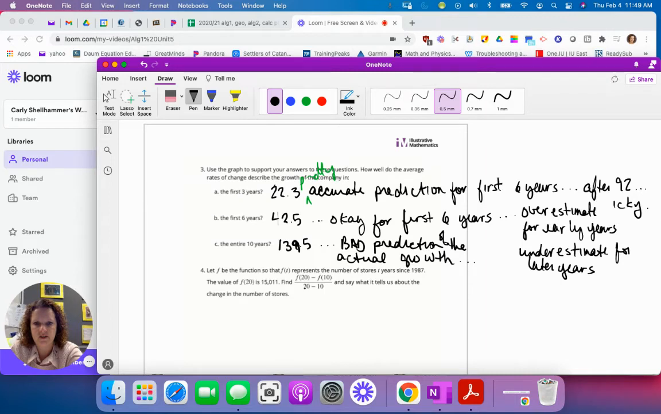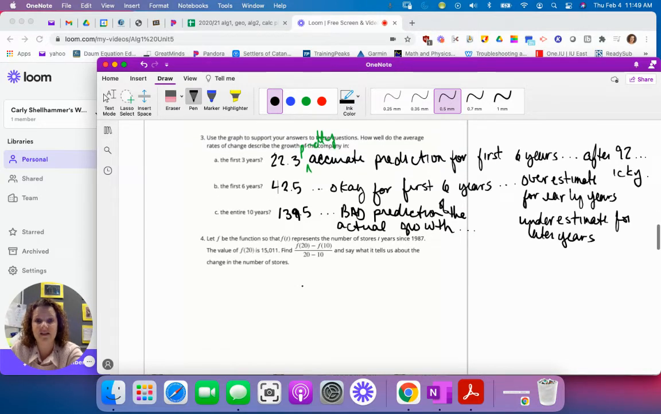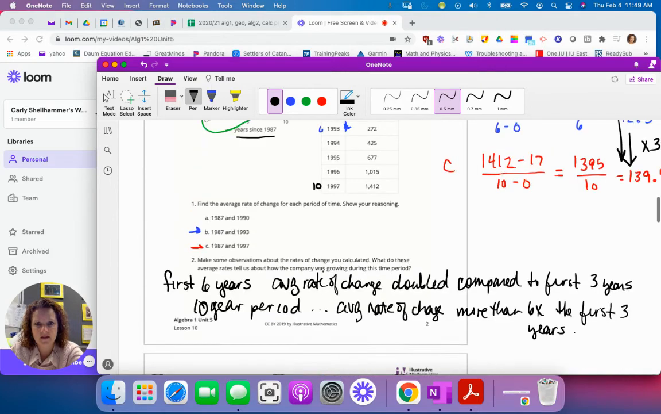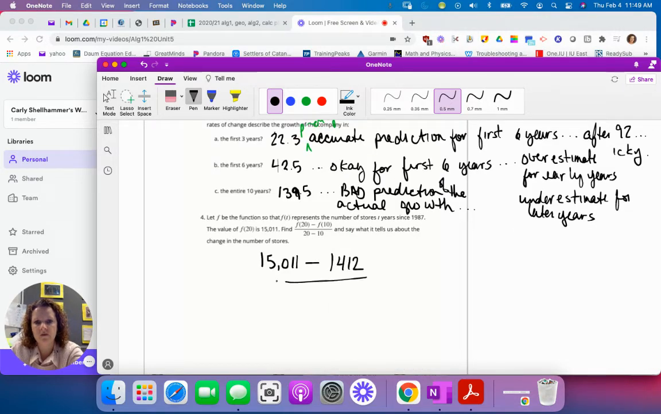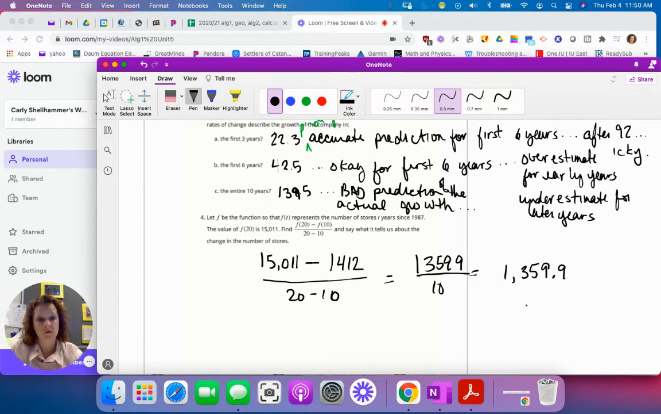All right, let f be the function so that f of t represents the number of stores t years since 1987. The value of f of 20 is 15,011. Find f of 20 minus f of 10 over 20 minus 10 and tell us what it says about the change in the number of stores. All right, so f of 20 is 15,011. F of 10 we have right here, 1,412. So the number of stores on year 10 is 1,412, over 20 minus 10. 15,011 minus 1,412, divide by 10. That slope is huge, that average rate of change.